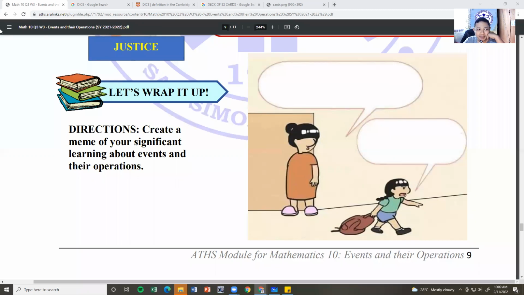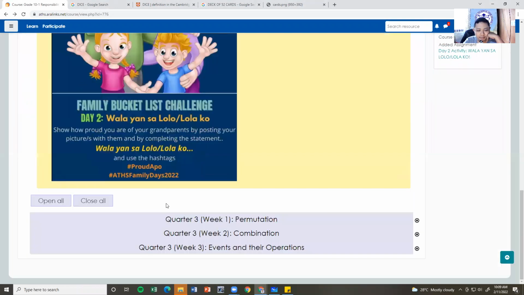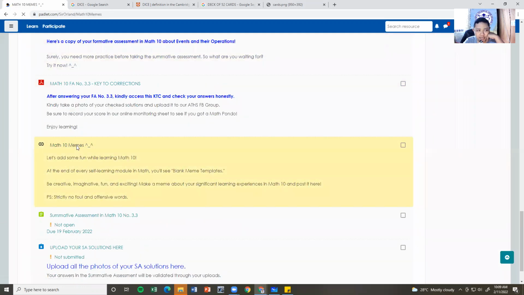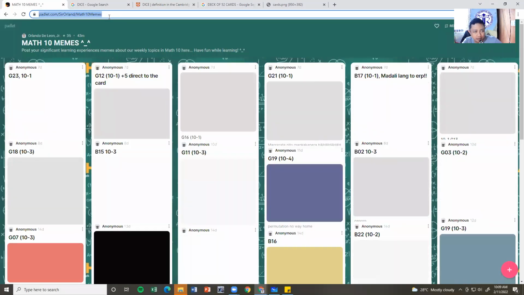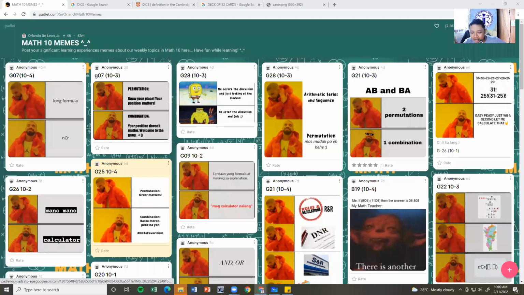Okay. And of course, we will be posting it. It's actually in our 10-1 activities here, Math 10 memes. But I will still be copying our link and posting it in the chat box. Oy, meron na pala tayong, this is from the 10-3. It's in the chat box now. There, I already posted the link in our chat box. Kindly start editing your meme.